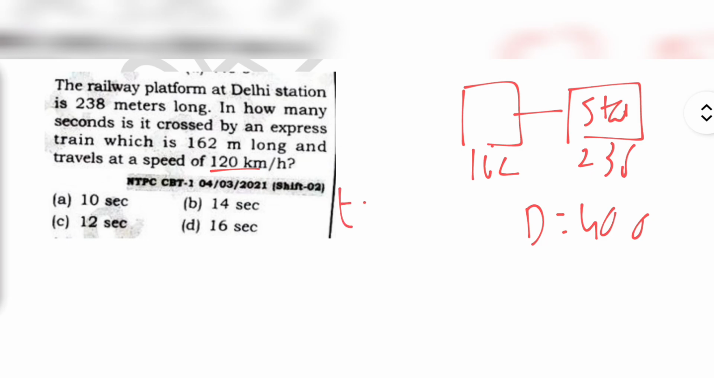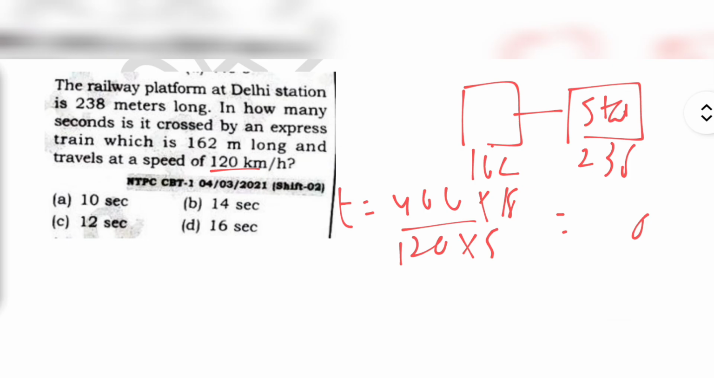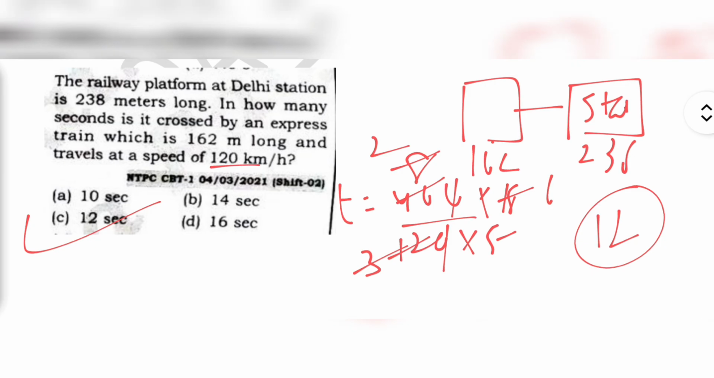Okay, so your time is nothing but distance upon speed, which is nothing but 120 into 5 into 18. Okay, so this and this will get cancelled. 5 1s are 5, 8s are, then 4 3s are, 4 2s are, 3 1s are, 3 6s are. So it is nothing but your 12 seconds. Option C.